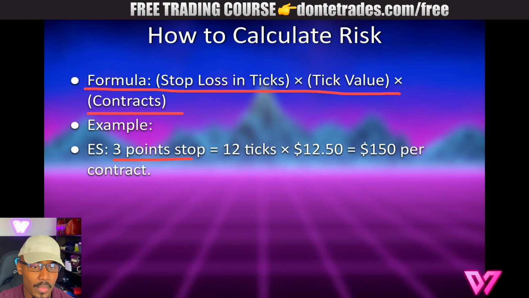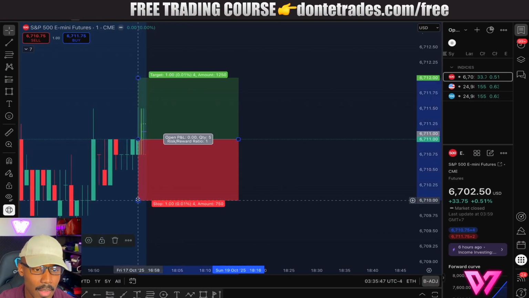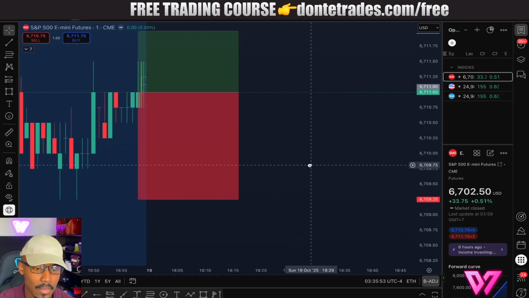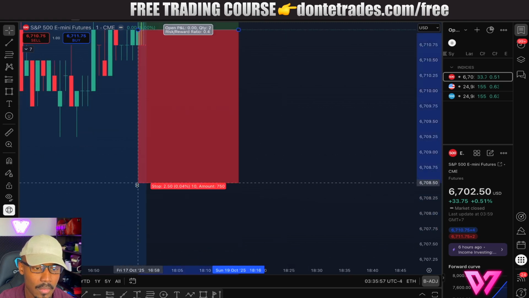So if you have a 3-point stop loss, let's say for example here, you can see this stop loss is 1 point. Inside of TradingView, you see it says 1 point. Let's just say we're going to move this all the way down to a 3-point stop loss.